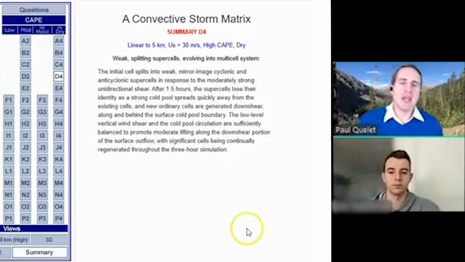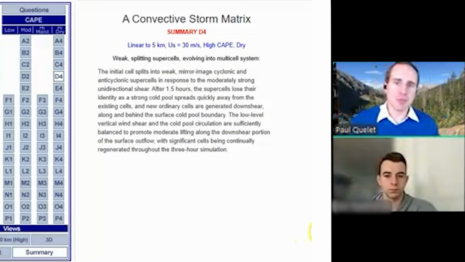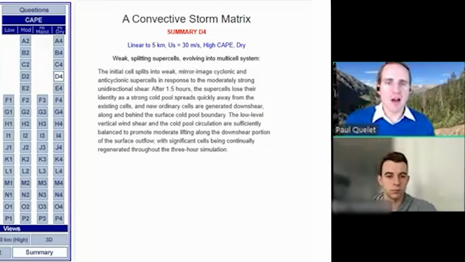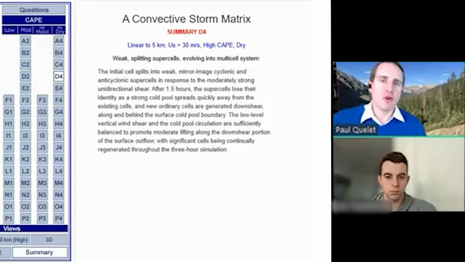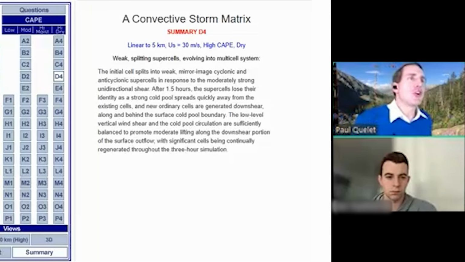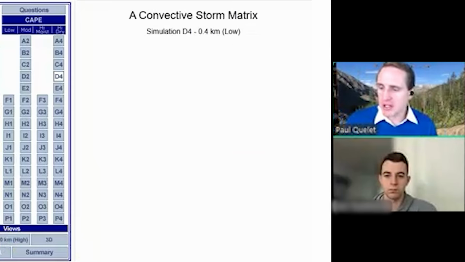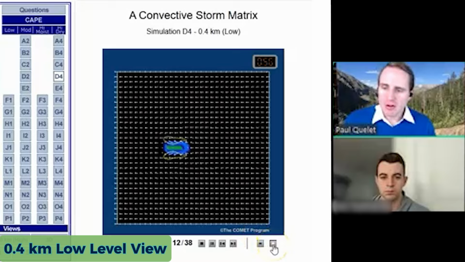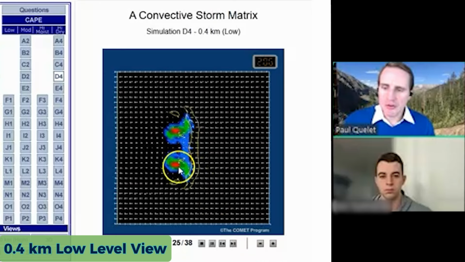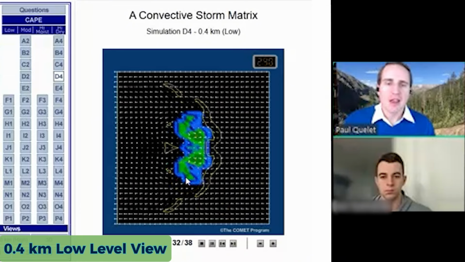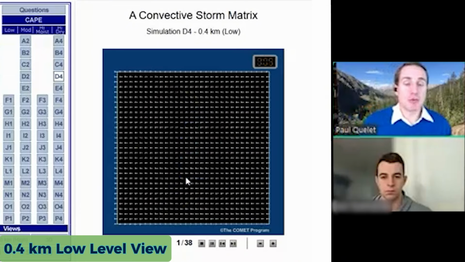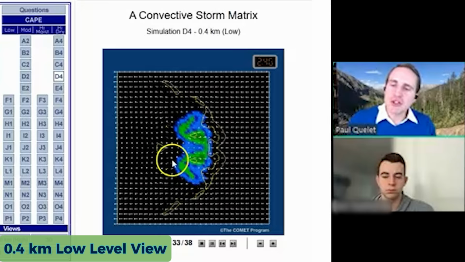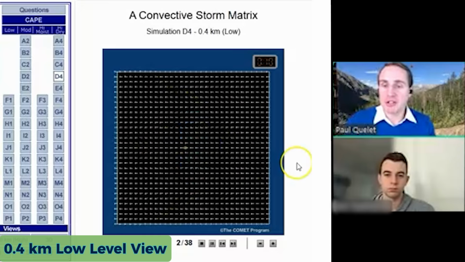But the reason it's splitting supercells is because there's enough vertical wind shear to produce a supercell, but it turns out they don't maintain because there's not enough helicity. Watch this low-level animation again. Right there and right there, whenever they split, that's going to be indicative of supercells. But anyway, yes, it is splitting supercells that merges into multicellular convection.